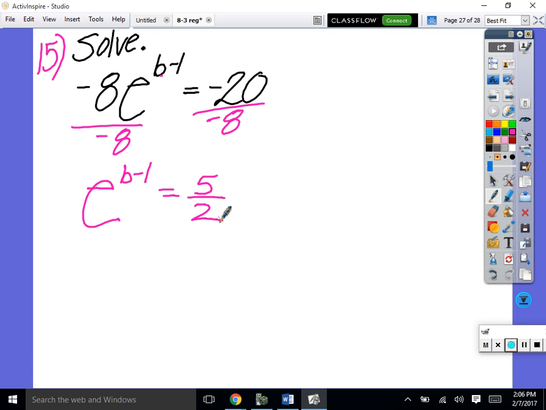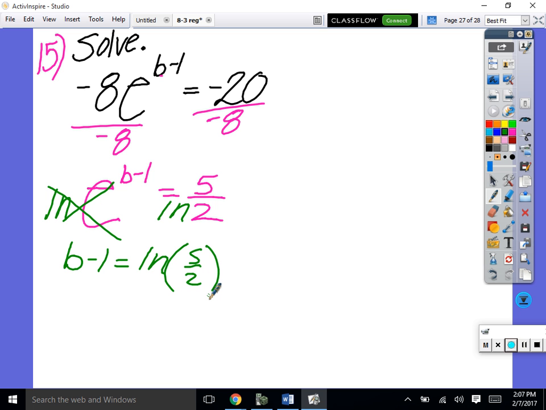5 halves. Now from there, you'd say, I need to get b down from the exponent, but I can't divide by a base. That's not allowed. How do you undo base e? ln. e has the special one. Log base e is the same thing as ln. So we would ln both sides of the equation. ln and e undo each other, so that drops down b minus 1, which equals ln of 5 halves. Next step to get b alone, add 1. So b is equal to ln of 5 halves plus 1.